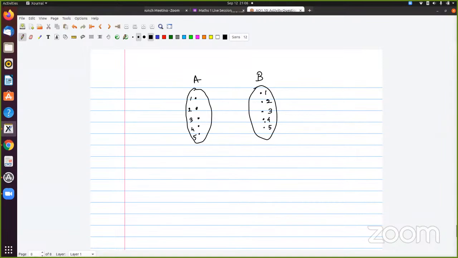Okay, so I have two sets, A and B. What is the function? It will take some element from A and it will give an output in B. And for each element of A, it should give an output. What does it mean? 1 is going to somewhere, say 2. 2 is going somewhere, say 3. 3 is going somewhere, say 1. 4 is going somewhere, say 3. 5 is going somewhere, say 5. This is a function.